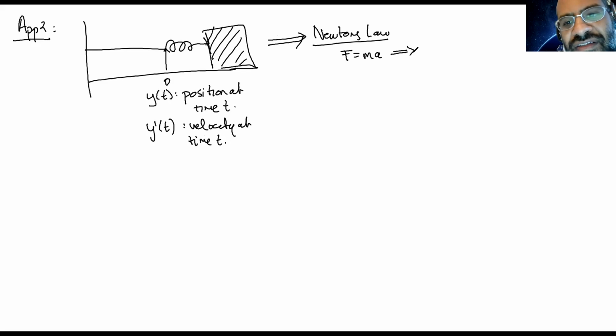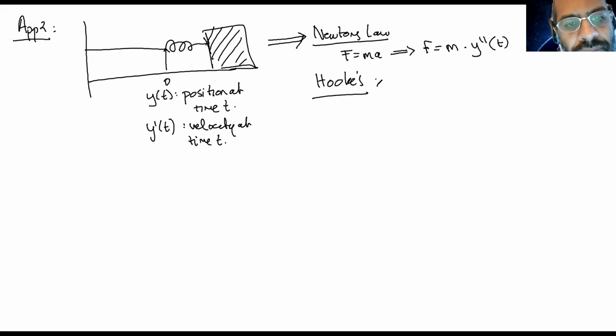And what that means is that the net force is equal to the mass times the second derivative of the position. That's acceleration. Then, okay, what are the forces acting on it? So one is Hooke's law, which says that the spring has a restoring force that's proportional to the displacement. So F spring is equal to minus k, where this is a spring constant, times the displacement.